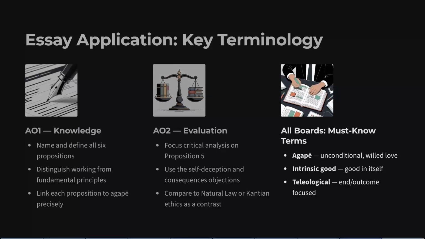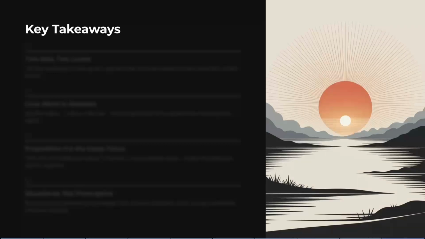Now, there are some must-know terms for all of the boards. And here I would say they should be agapē, unconditional willed love, intrinsic good, good in itself, and teleological, the end, the outcome focus. You also want to perhaps add the ruling norm, situational relativism, proposition 5, means and ends, self-deception objection, and Berkeley's objection.